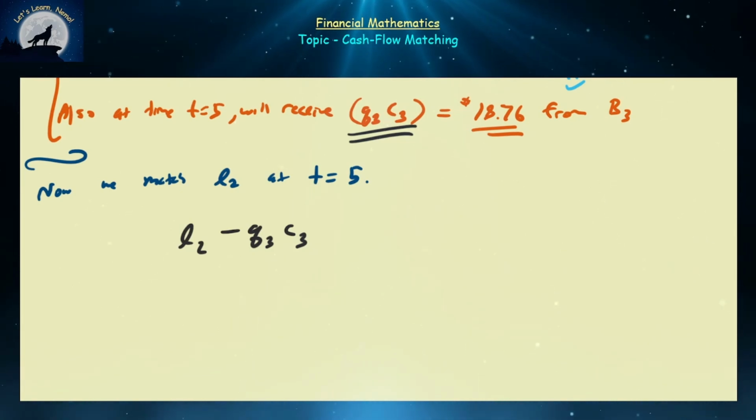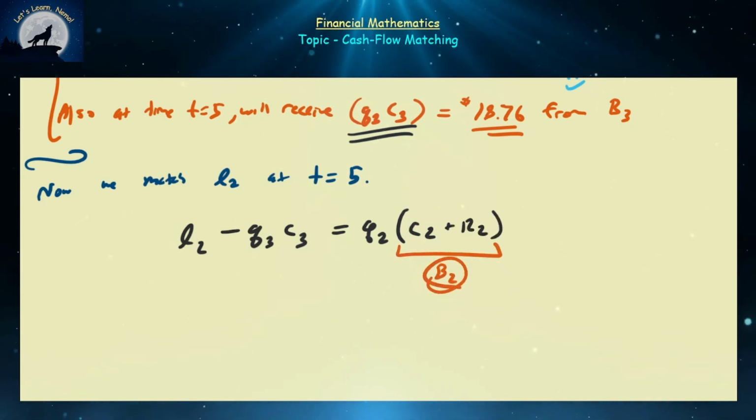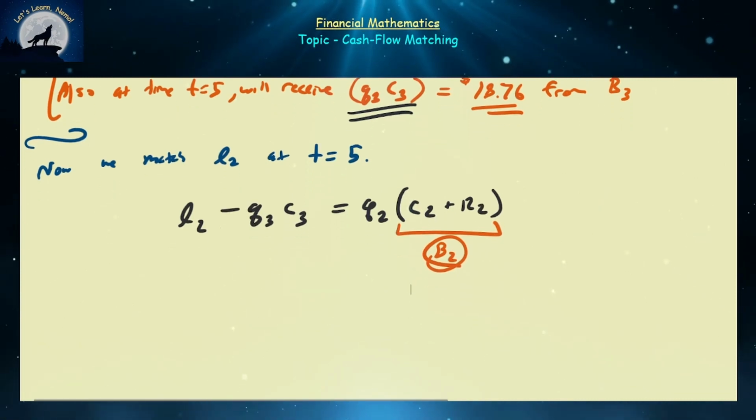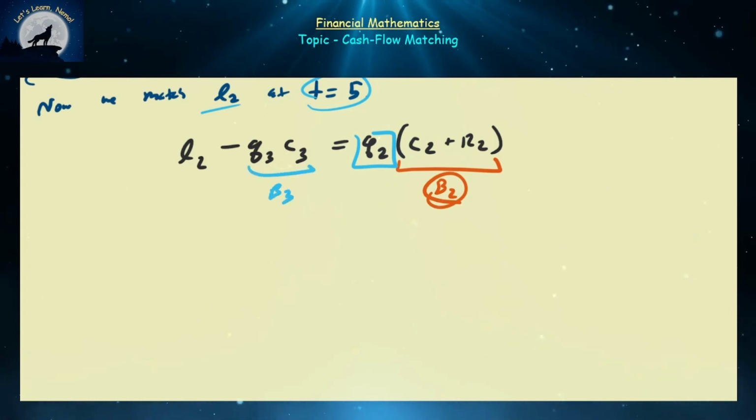So we have to match L2 minus Q3 C3, and that's going to be equal to what? That's going to be equal to Q2 times C2 plus R2, where this is obviously going to be the payment coming from bond number 2. And all we really need to do is figure out what is the quantity of bond number 2 that I need in order to price match at time t equals 5 the value of L2, minus the value that I'm getting from bond 3. So I already know the liability at time t equals 2. I already know Q3. I already know C3. I already know C2. And I already know R2. Those are the things I bought and agreed to. I'm just trying to figure out what my quantity of bond 2 is going to be.